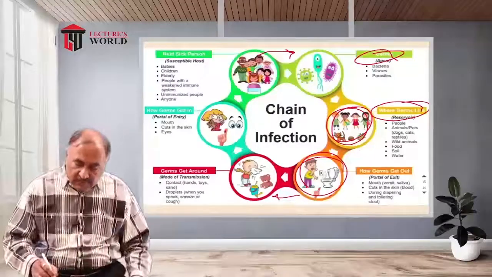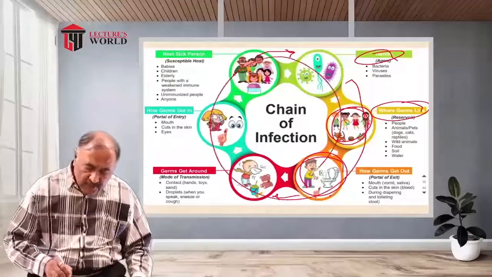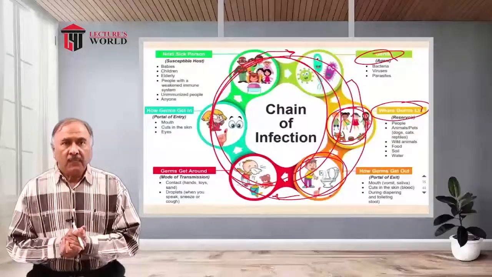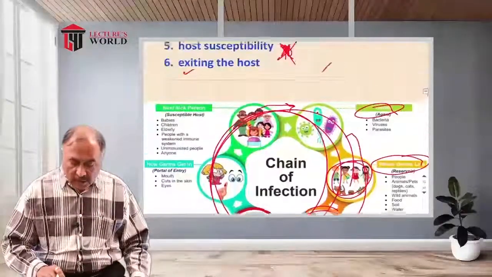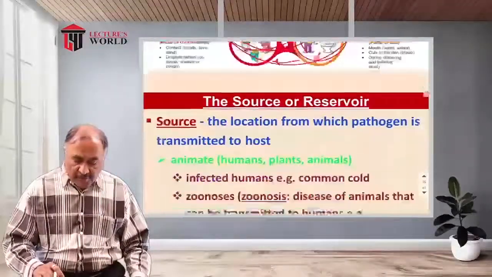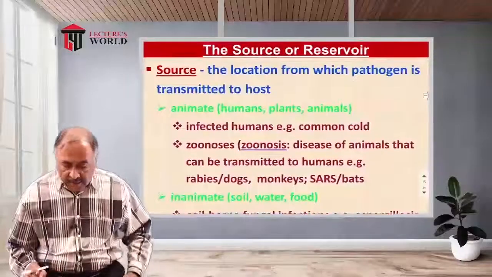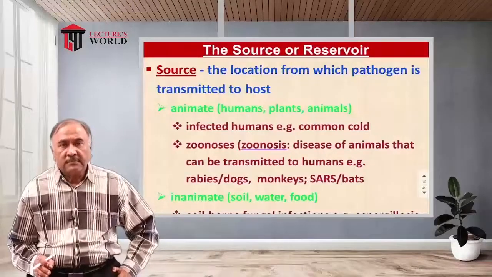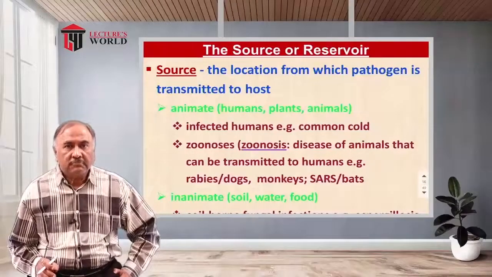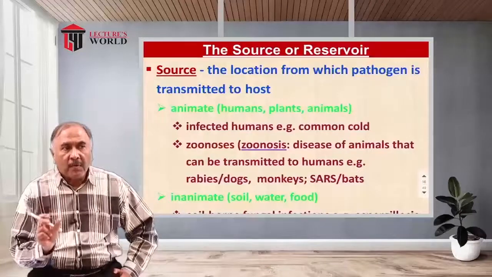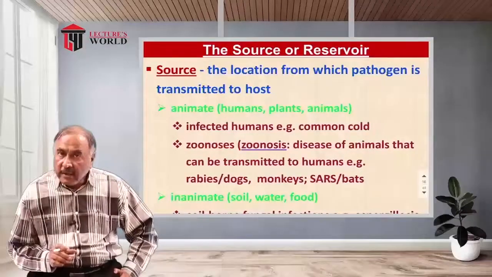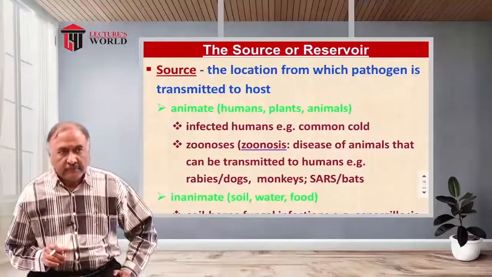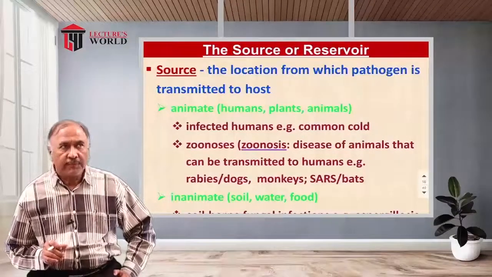So this is the way in which the disease cycle would always keep on going. So that is what we call the chain of infection or the disease cycle. Now let us learn each and every component of that disease cycle in detail. The first one is the source.